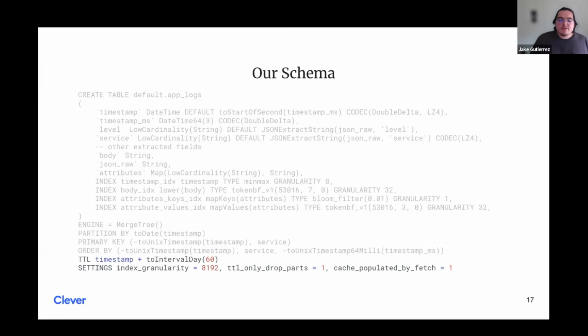Lastly is the TTL and settings. So right here we have index granularity, TTL and drop parts. I like to call it the cache populated by fetch here because this is a special ClickHouse Cloud setting which allows inserts to one replica to be redistributed among the other replicas so they share a similar query cache across all of them. So a select query to one should have consistent results, consistent performance at least with the other ones.